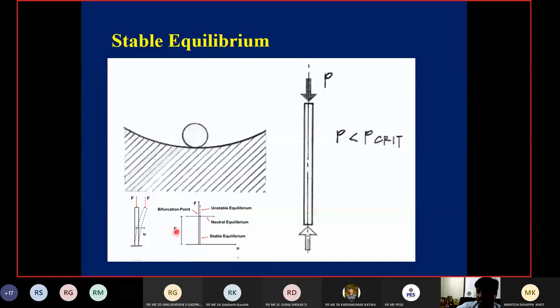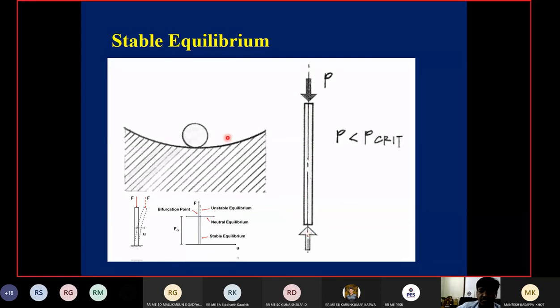We just spoke about the bifurcation point, the unstable equilibrium, the neutral equilibrium, and the stable equilibrium. Whenever the load applied onto a column is less than the critical load, you can say that this particular system is in stable equilibrium. When I induce energy into the system, it changes, but this energy is not going to disturb the system in such a way that it leaves its original position; it gets back to its original position after being released. Such a system is called a system in stable equilibrium. This is the concept that is applied onto a column.